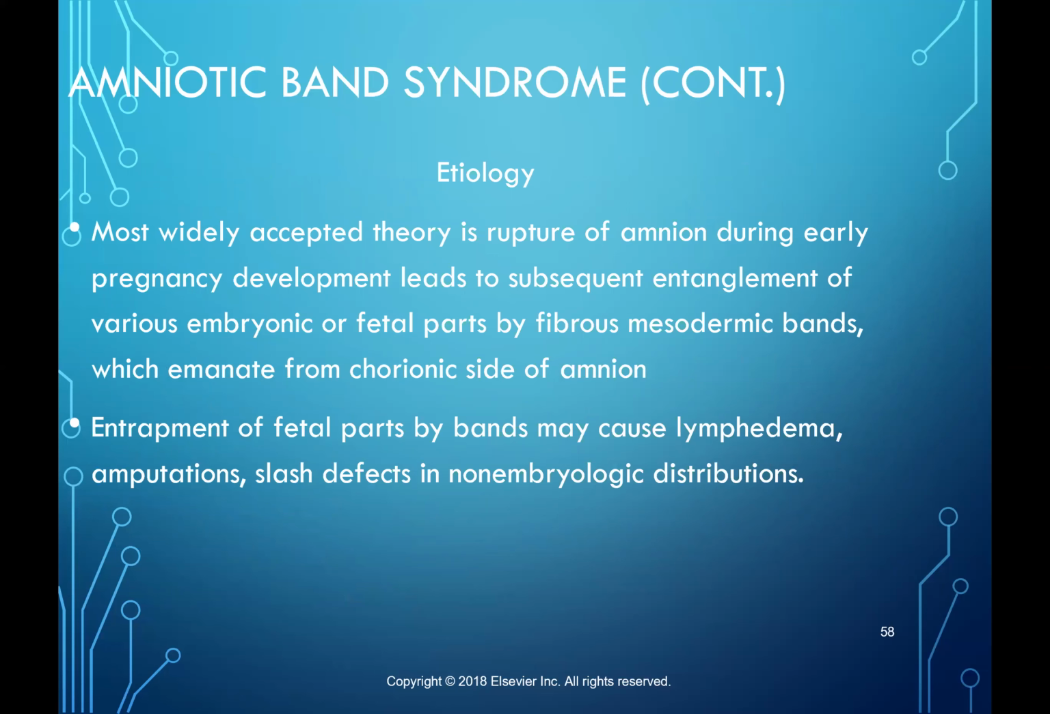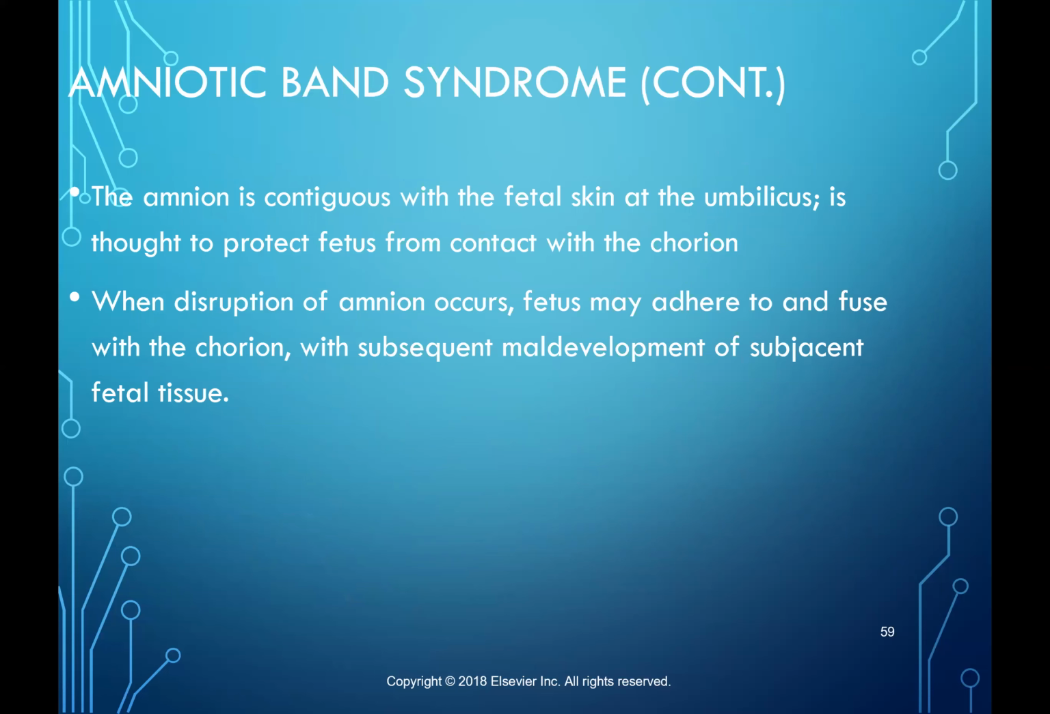So the most widely accepted theory why this happens is the rupture of amnion during early pregnancy development leads to subsequent entanglement of various embryonic or fetal parts. The amnion is contiguous with the fetal skin at the umbilicus and is thought to protect the fetus from contact with the chorion. But when the disruption of the amnion occurs, fetus may adhere to and fuse the chorion, and maldevelopment can happen.